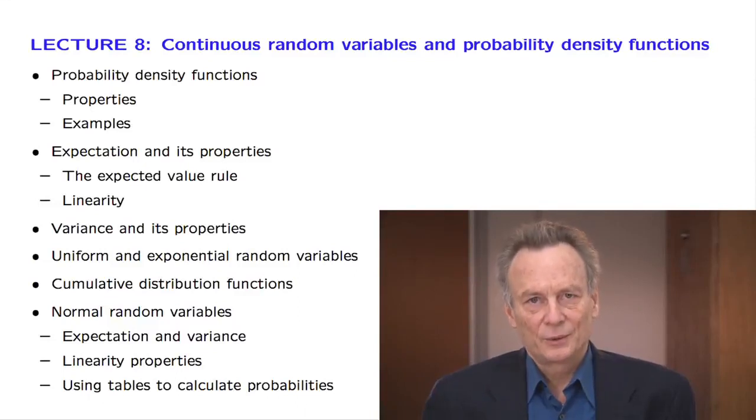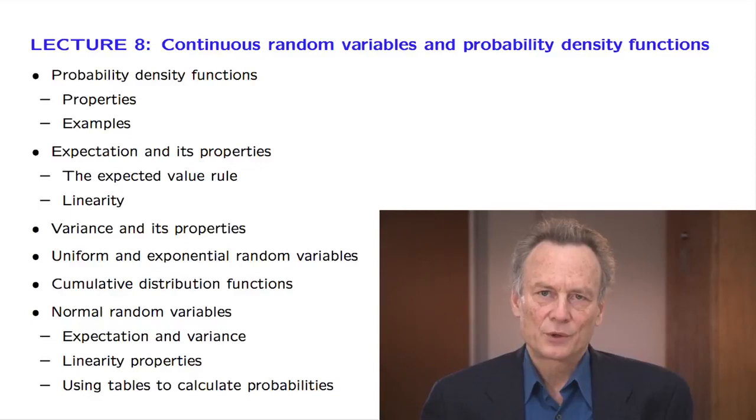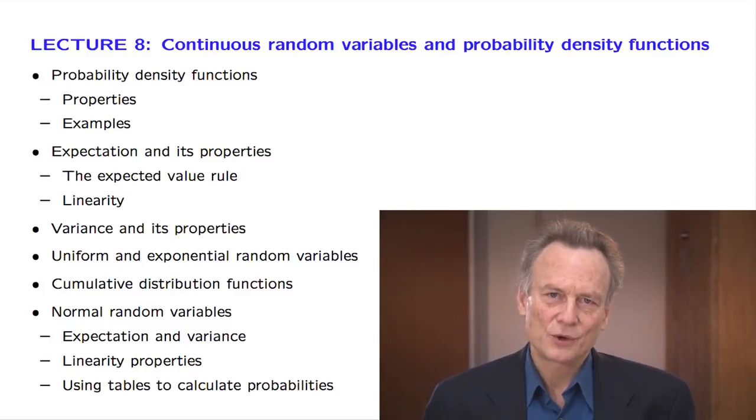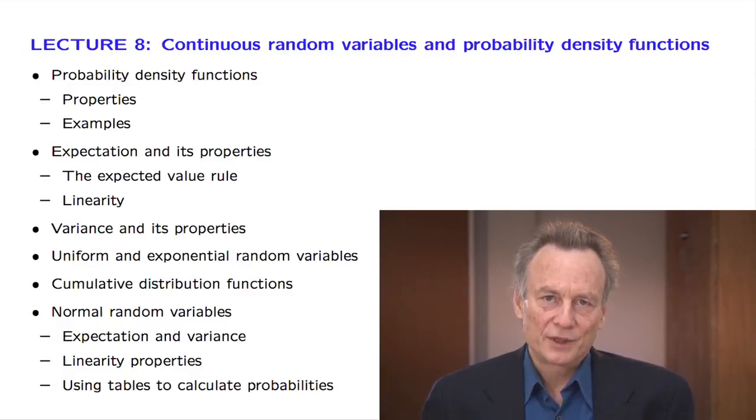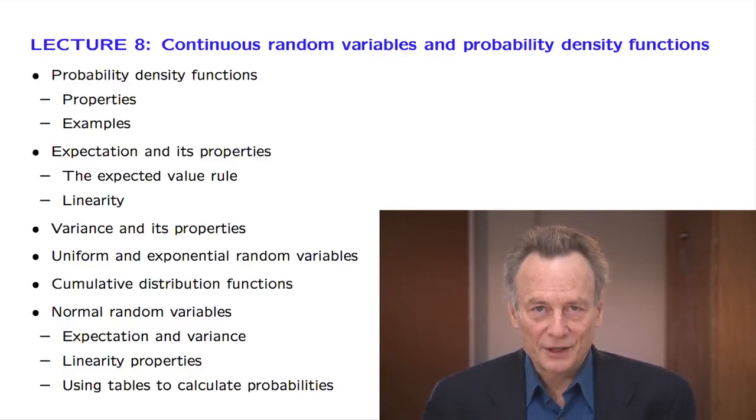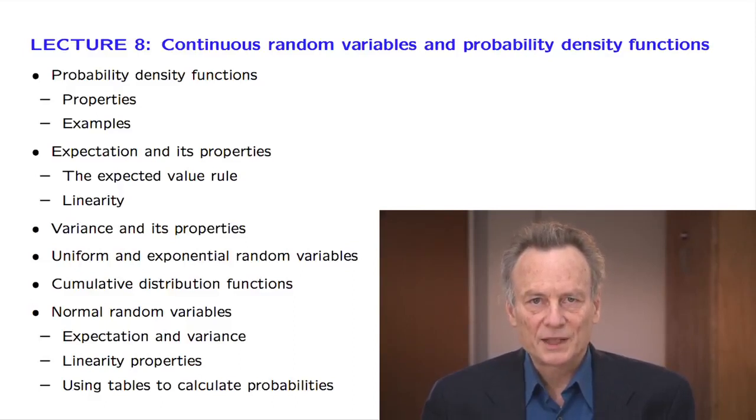In this lecture, we start our discussion of continuous random variables. We will focus on the case of a single continuous random variable and will describe its distribution using a so-called probability density function, an object that will replace the PMFs from the discrete case. We will then proceed to define the expectation and the variance of a continuous random variable, and we'll see that their basic properties remain unchanged.